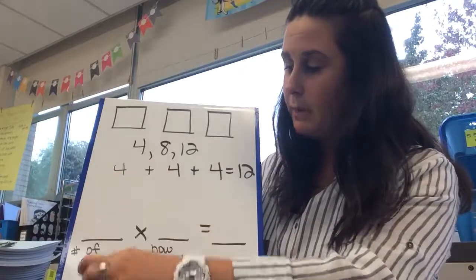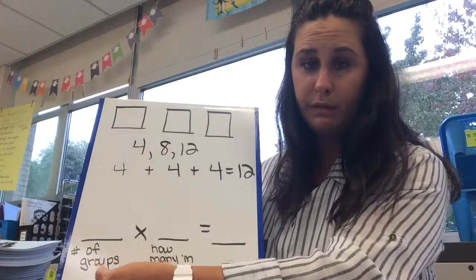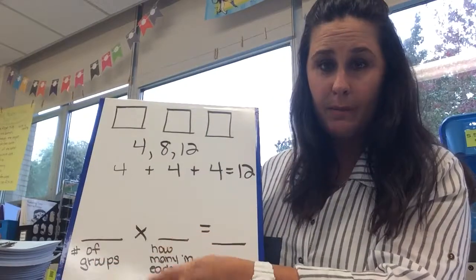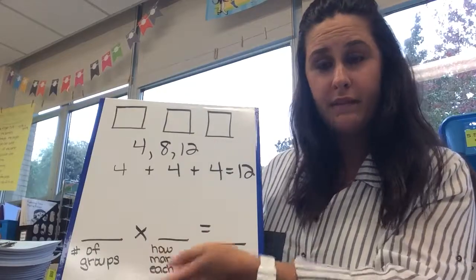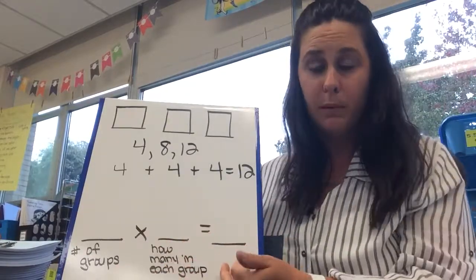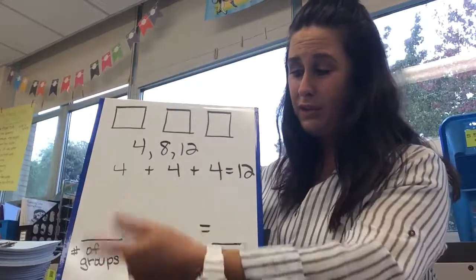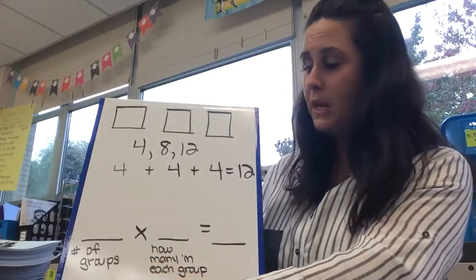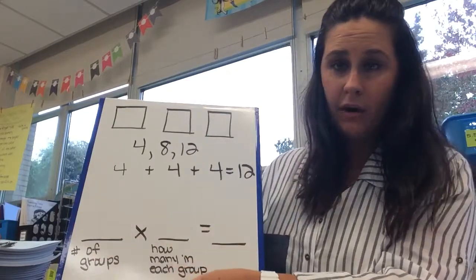So the first number is the number of groups that you have. Okay, so that is always going to be the first number that you multiply. The second number, my second factor, is going to be how many are in each group. So if you think of it that way, you're never really going to mix up your numbers. Okay, again, our product, the answer, is going to be the same either way. That is the beauty about multiplication. But we want the number of groups first, and then we want how many are in each group.